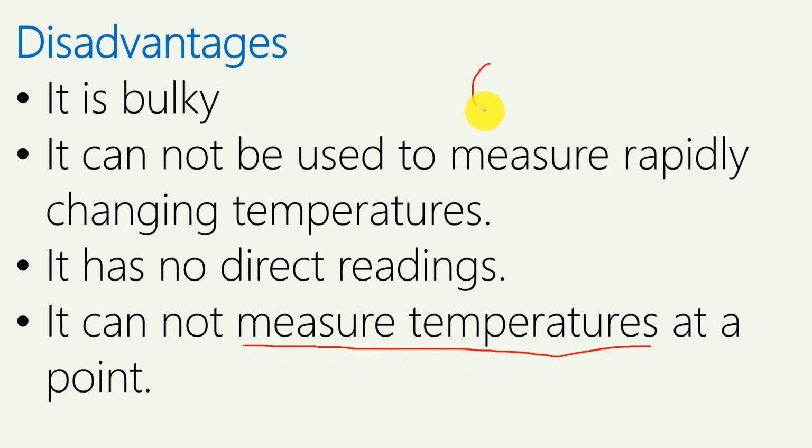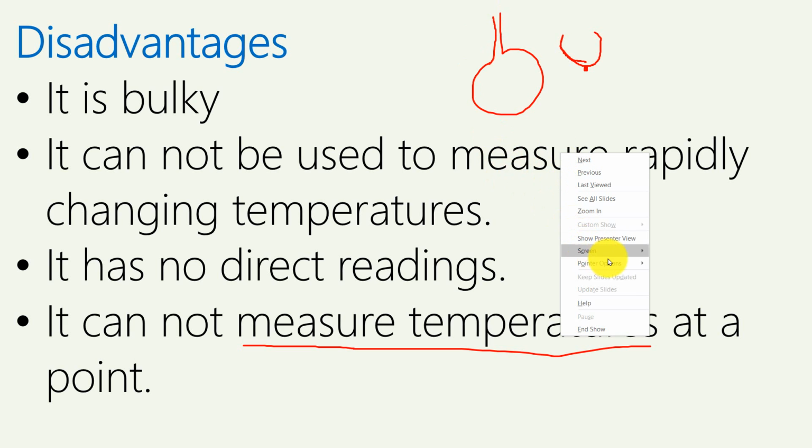Remember, the other one is just a glass tube, like this, the glass bulb. If you want to measure temperature at a point, how would you place it? It becomes hard, because it basically operates on the principle of immersion. You immerse and immerse.